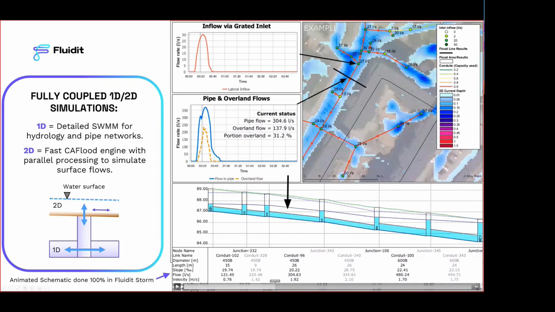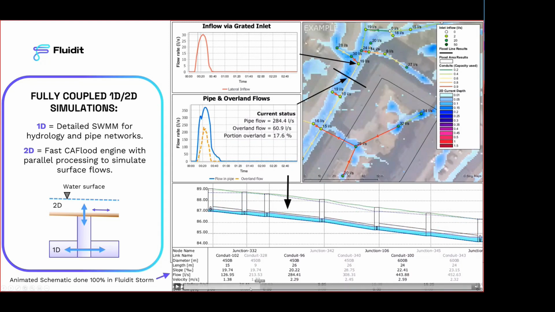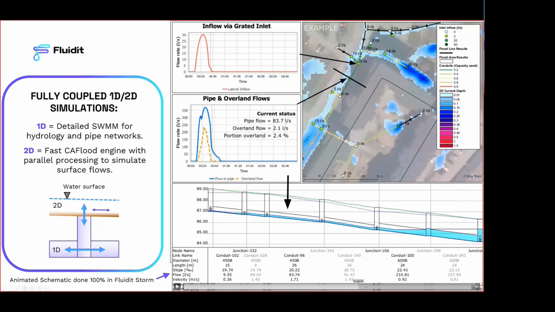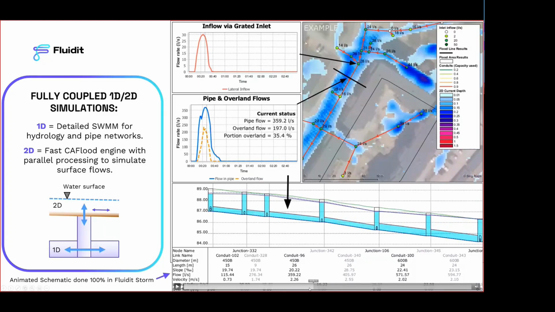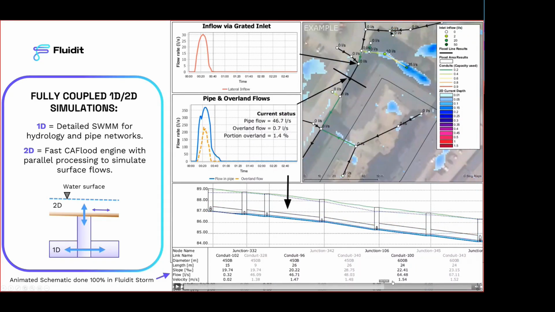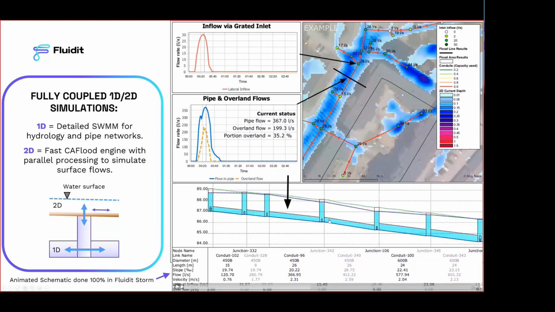With these animations you can make in the Fluidit Storm, you can also create these tools for your meetings. When you meet your clients, it's quite nice to show these kinds of visualizations to explain what's happening on site, what the problems are, and then how you're going to fix them. So that's fully coupled simulation, a really powerful tool for urban analysis.